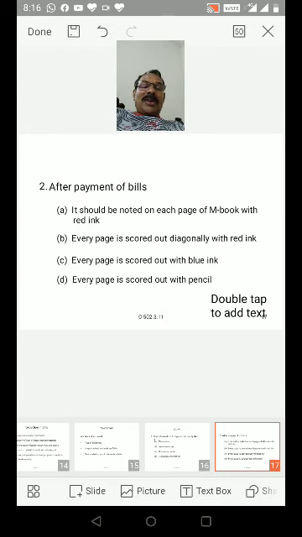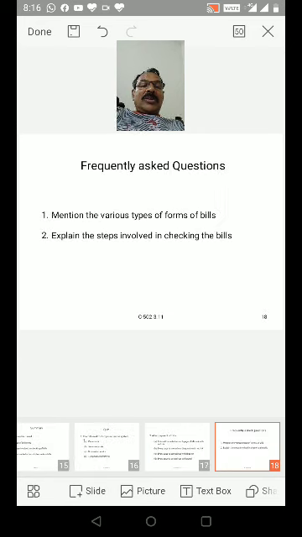After payment of bills, it should be noted on each page of the M book with red ink. Every page is scored out diagonally with red ink; scored out with blue ink; scored out with pencil.